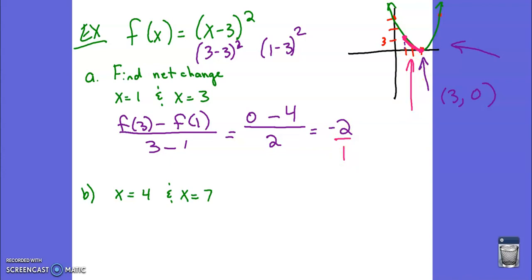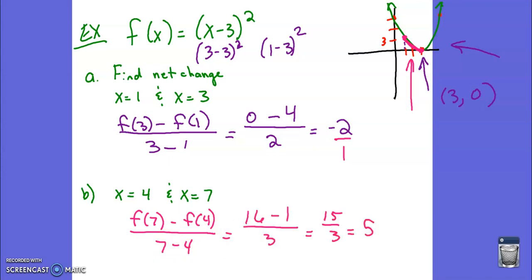All right, so the same thing for the next average rate of change. Here we have x equals 4, x equals 7, so we're going to do f of 7 minus f of 4, over 7 minus 4. We substitute those in, and I ended up getting 5 as the net change between those. And again, you can always check it by looking at the picture of the graph.